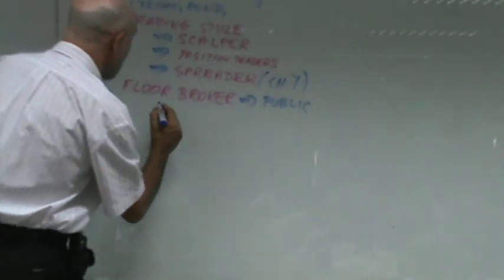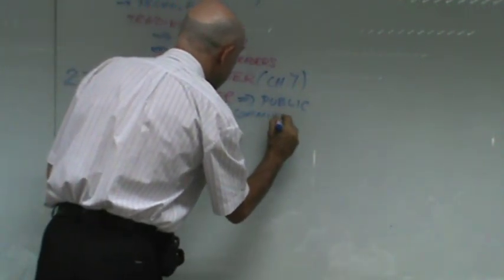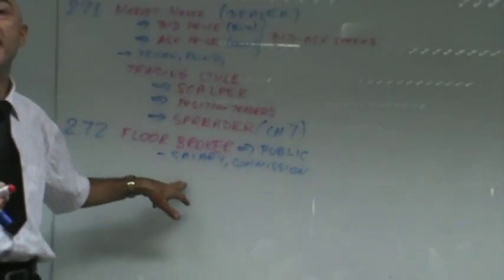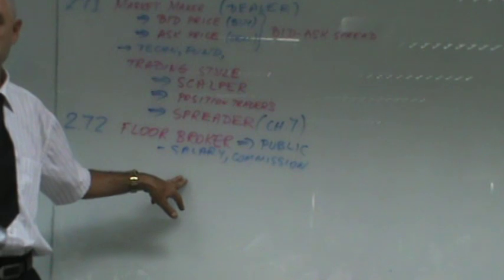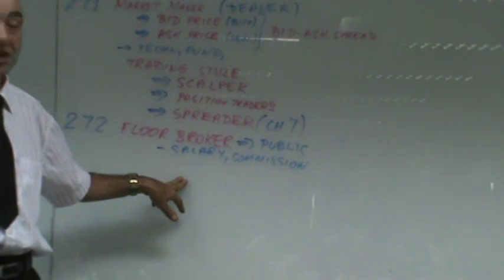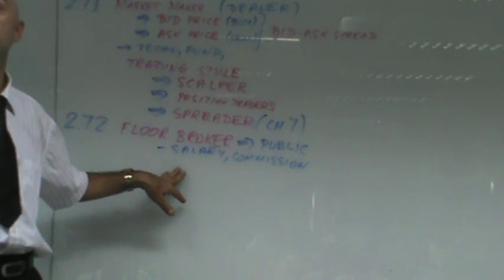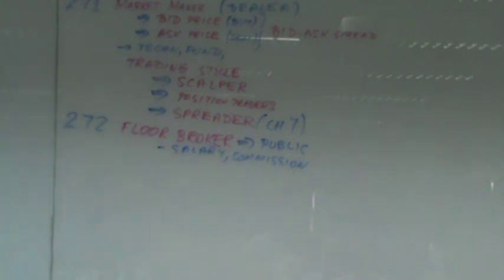So, the floor broker will either get a flat salary or he'll get a commission. Whenever he has to execute between the public and their own, the floor broker is required always to execute first for the public. This is to prevent the public from being cheated. Okay? So, whenever there's a public order, he has to execute the public order first and at the better price, and then he can trade for himself and for his company.